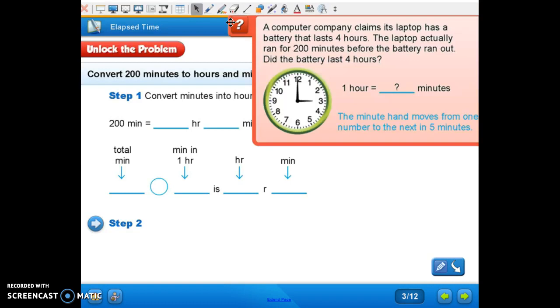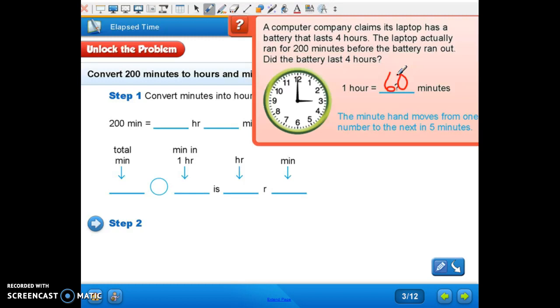How many minutes is 1 hour? 60 minutes. The minute hand moves from one number to the next. How far is it if the minute hand, which is the long one up by the 12, moves between the 12 and the 1? How many minutes is that? 5. If it moves between the 12 and the 6, how many minutes is that? 30.